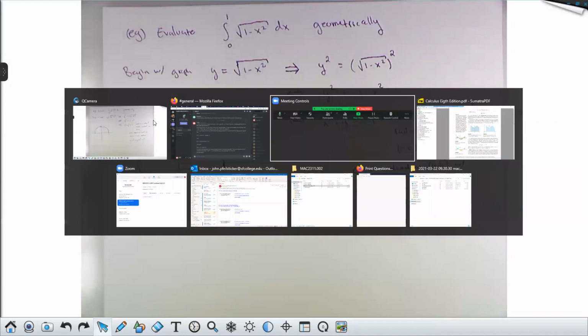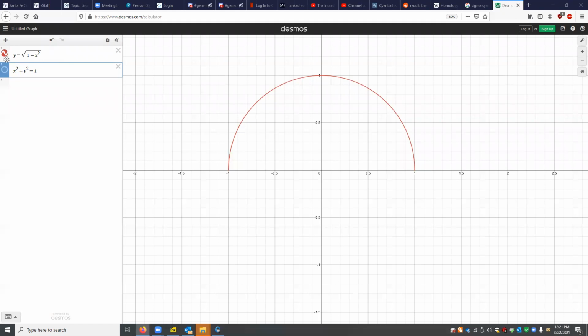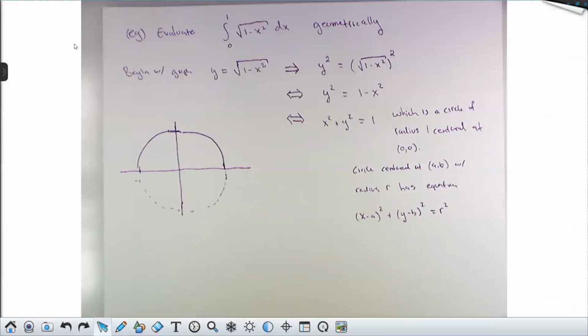So I can show you in Desmos really quickly. Here we go. So here's the graph of y equals square root 1 minus x squared. Here's the graph of x squared plus y squared equals 1, right? The whole circle versus just the semicircle. If you solve this for y, you'll get plus and minus. So the negative square root gives you the green lower semicircle. The positive square root gives you the red upper semicircle. Here we have just the positive square root, so it's just the upper semicircle.